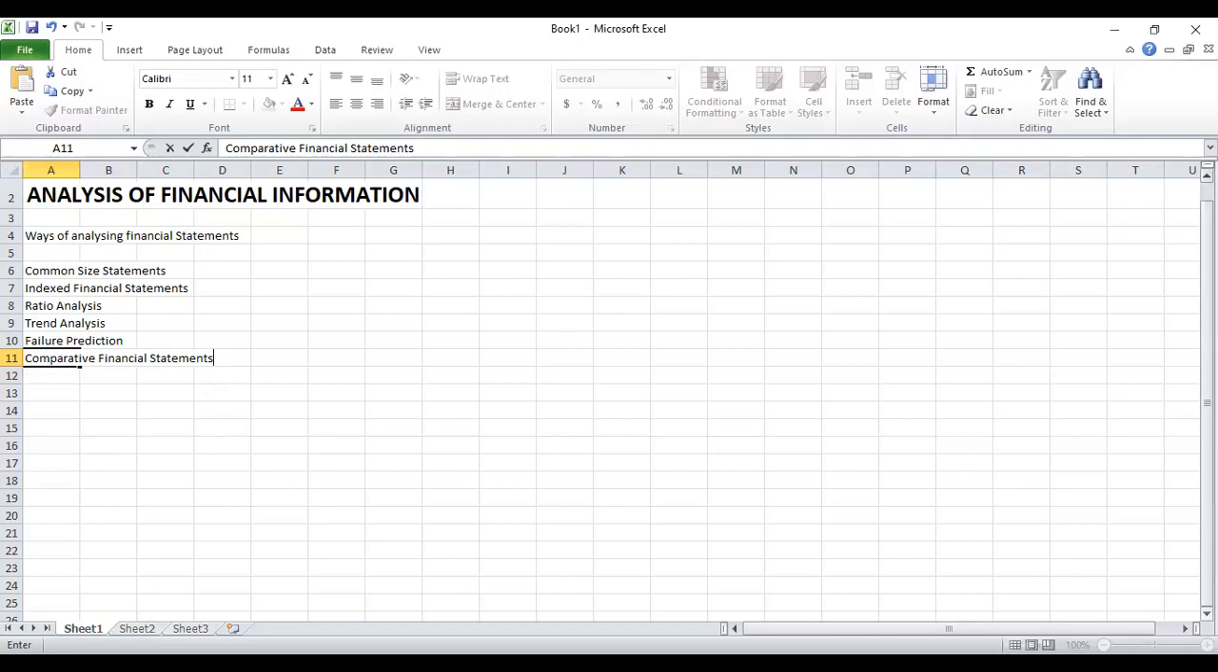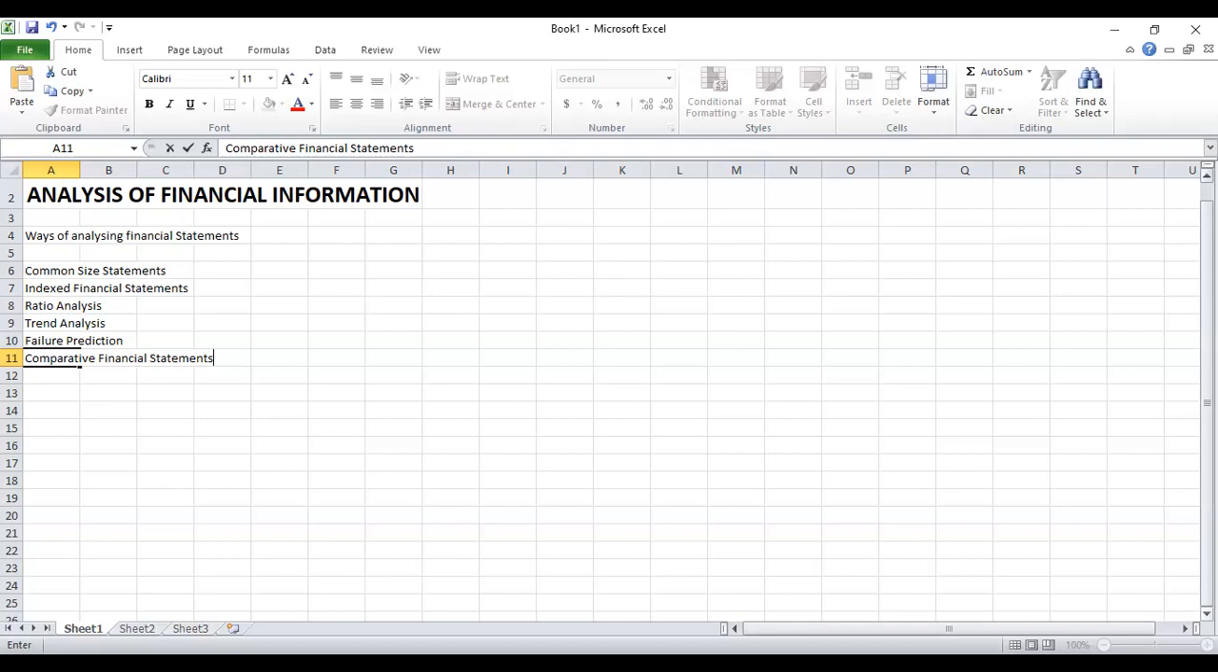So the aim of all these things is to analyze information and get an understanding from the information that we have. We'll be trying to make sure that we understand the information that is reported so that we can get more sense rather than just looking at financial statements as they are. So this can help us to get more sense from the financial statements. Now we want to look at some of these methods.